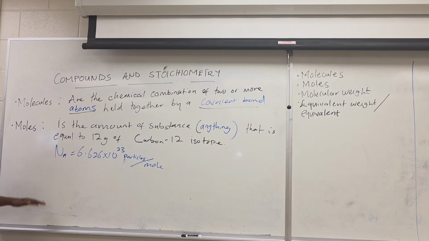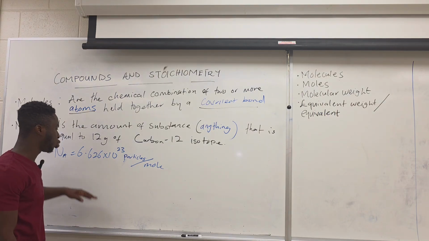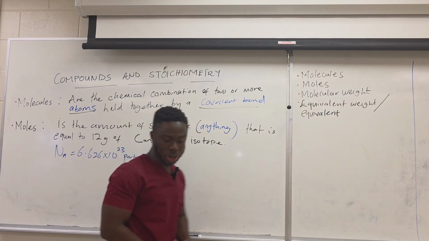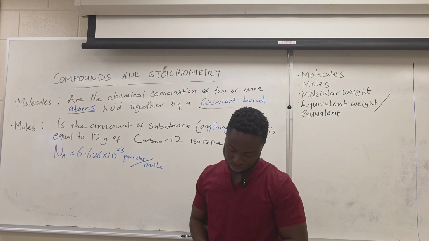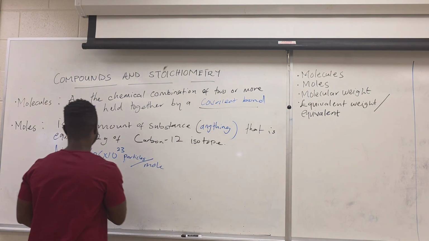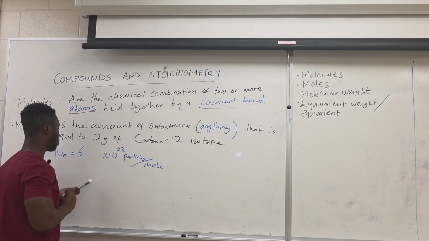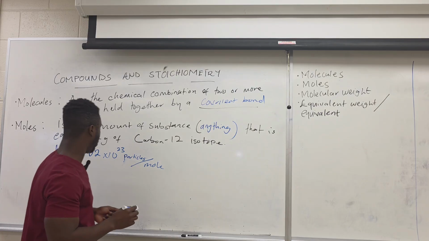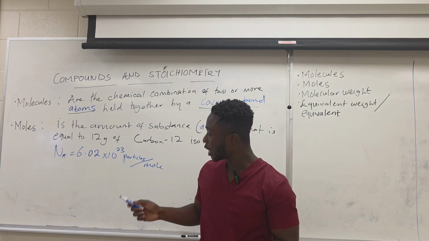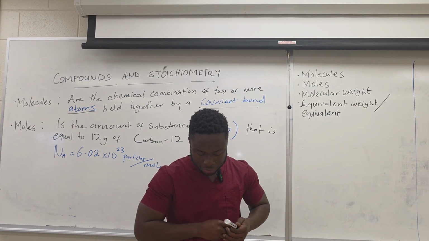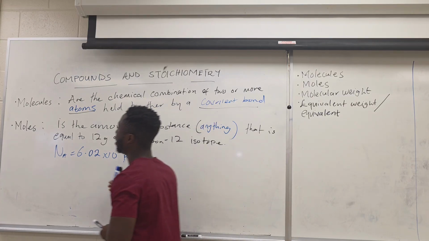Now, Avogadro made this experimental figure. This is an experimental figure. He figured out that 12 grams of this carbon 12 isotope contain this amount of particles: 6.02 times 10 raised to the power 23 particles per mole. Sorry, this is 6.02, not 6.626. 6.02 times 10 raised to the power 23 of the Avogadro's number. So this is a mole.